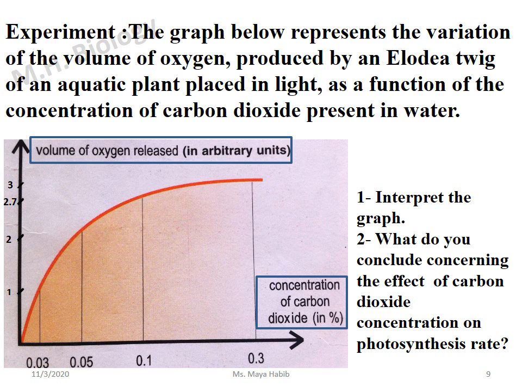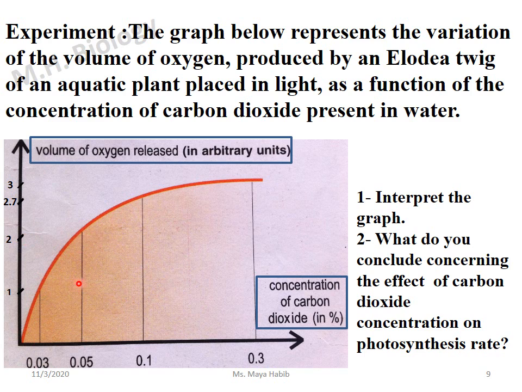So, what we have done is the following. First, we placed this plant in the absence of carbon dioxide, that is at carbon dioxide concentration equal to 0, and then, we placed the same plant in the presence of carbon dioxide, but we changed the carbon dioxide concentrations. For example, we first placed it at a concentration of 0.03%, 0.05%, 0.1%, etc. And in each case, we measured the volume of oxygen released by this plant.